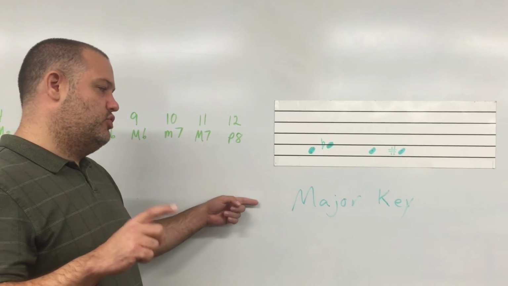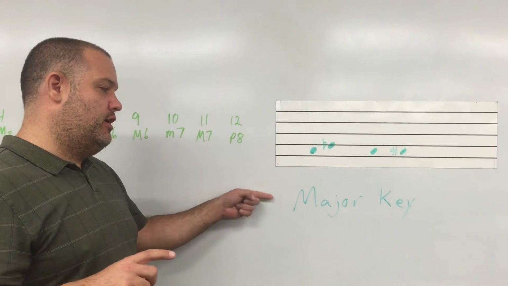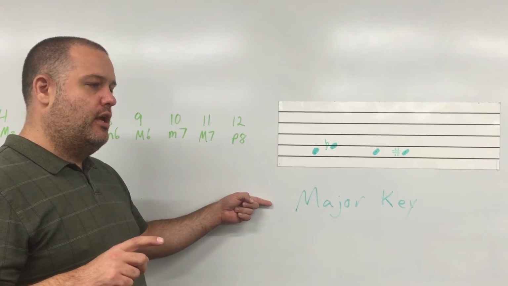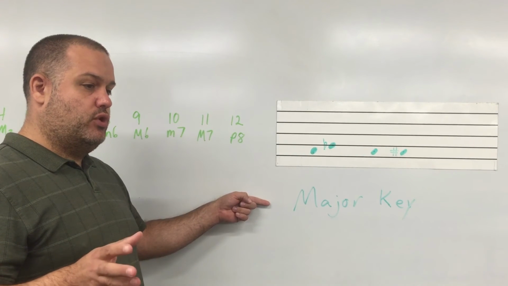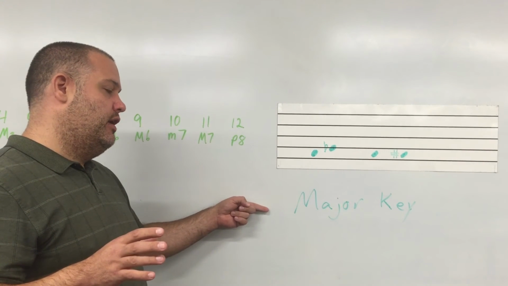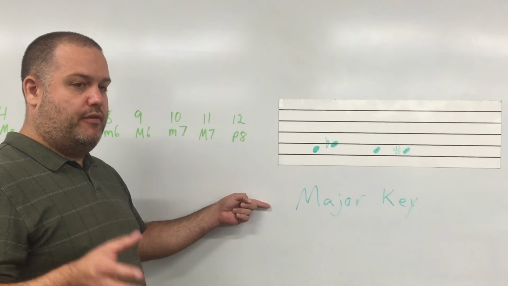So if the 2 notes you're trying to identify the interval between are both in the major key, I like to start at the bottom one as the root. If they're both in the major key, it's going to be a major interval or a perfect interval.